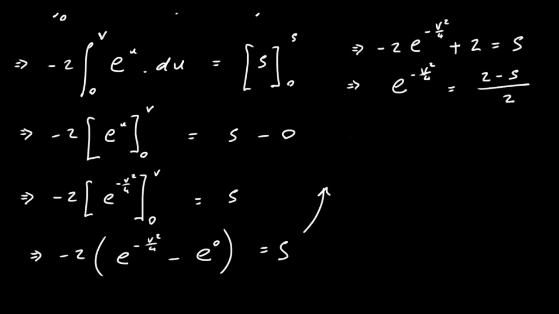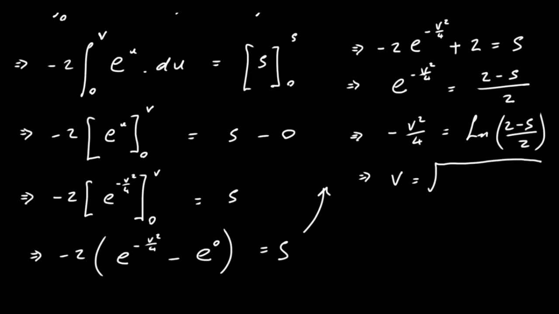Okay, so now I just need to take the natural log of both sides. So minus v squared over 4 is going to be equal to the log of 2 minus s over 2. I'm going to multiply across by 4, change the sign because of this minus, and square root both sides. So that'll give me v is finally equal to the square root of minus 4 times the log of 2 minus s over 2.